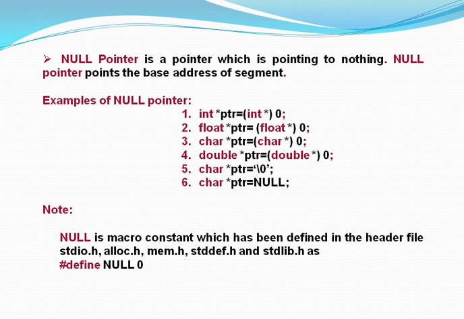So where is NULL defined? NULL is a macro constant which has been defined in the header files stdio.h, alloc.h, mem.h, stddef.h and stdlib.h, as #define NULL 0.